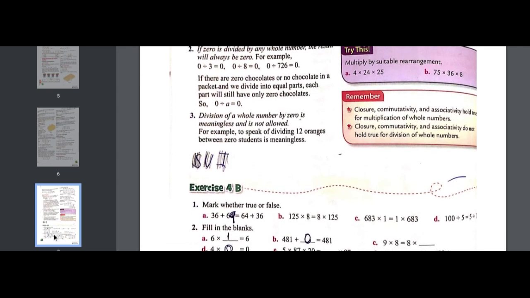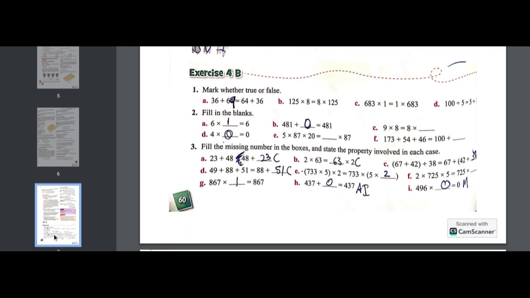Okay. So, can we move to the question exercise for B? For B. Mark whether true or false. Now you have to give me the answer like true or false. 36 plus 64, or what's that number? Is it 64? You have to give me the true or false answer.